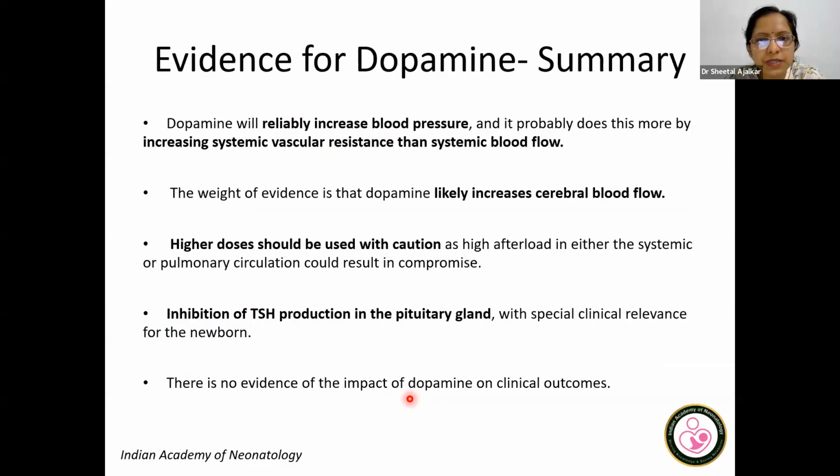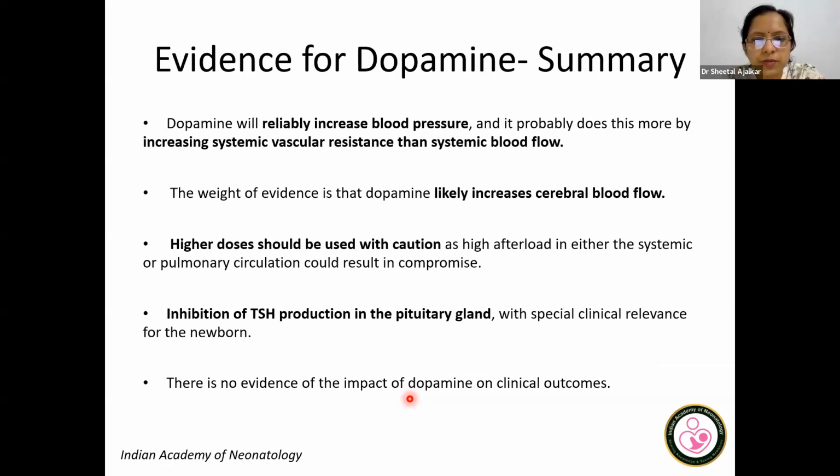For the evidence summary of dopamine: dopamine will reliably increase the blood pressure, but it does this more by increasing systemic vascular resistance than the blood flow. So if the blood flow is not good, then it might not be the agent of choice. And it likely increases the cerebral blood flow. This is a good point which we can use while instituting inotropic therapy.